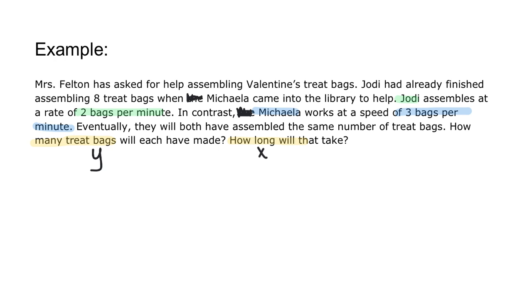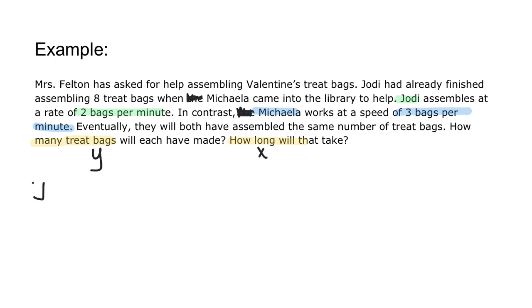So when I write these equations, my total number of bags is going to be the y value, and how much time passes to make that happen will be the x. When you go to write an equation for something like this, especially if there are 2 different people, you're almost always going to write one equation for one person and one equation for another.